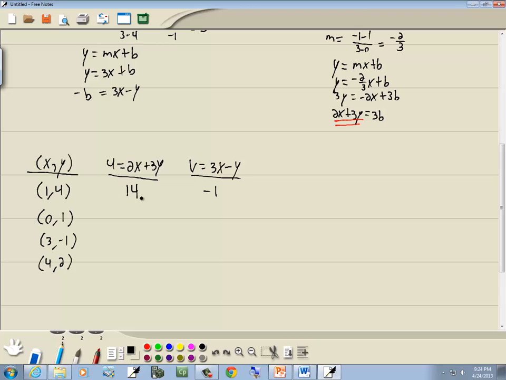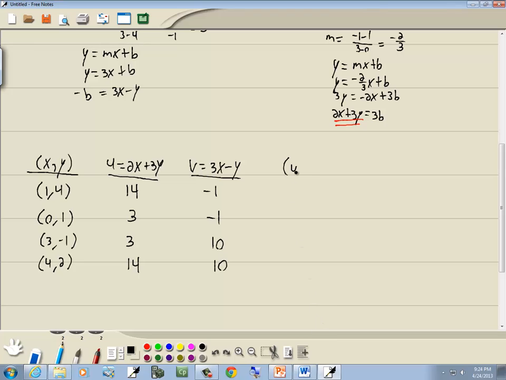I'm really good at messing up the basic math on this. But if I plug in 0 and 1, we get 2 times 0 is 0, 3 times 1 is 3, so that's 3. If I plug 0 and 1 in here, that's 3 times 0 is 0, minus 1. If I plug this point in, 3 and negative 1, 3 times 2 is 6, minus 3 is 3. And if I put 3 here, 3 times 3 is 9. Minus a minus becomes a positive, so that's 10. If I put 4 and 2 in here, 2 times 4 is 8, plus 6 is 14. And if I put 4 and 2 here, we've got 12 minus 2, which is 10.